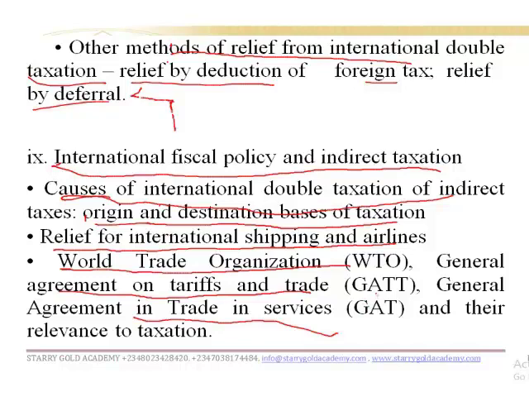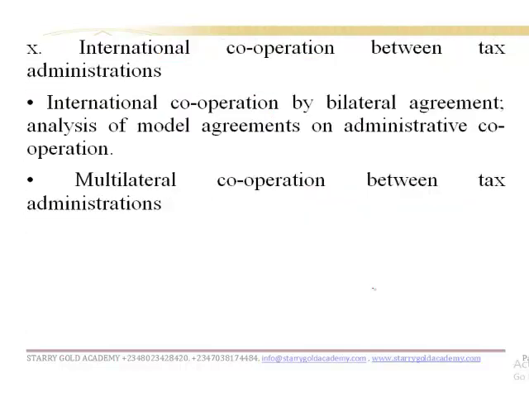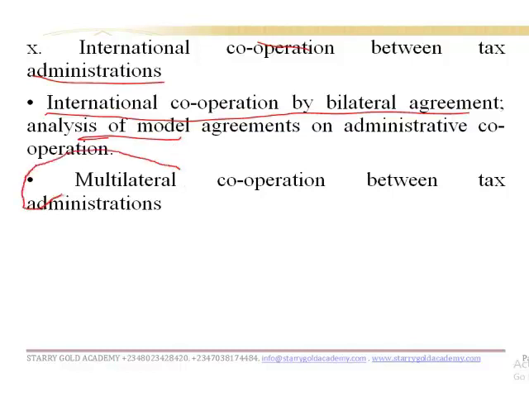Okay, and finally, lastly, we shall take international cooperation between tax administrations, under which we are going to discuss international cooperation by bilateral agreements, analyzing the model agreements on administrative cooperation, and finally, to end it up, we are going to take multilateral cooperation between tax administrations.